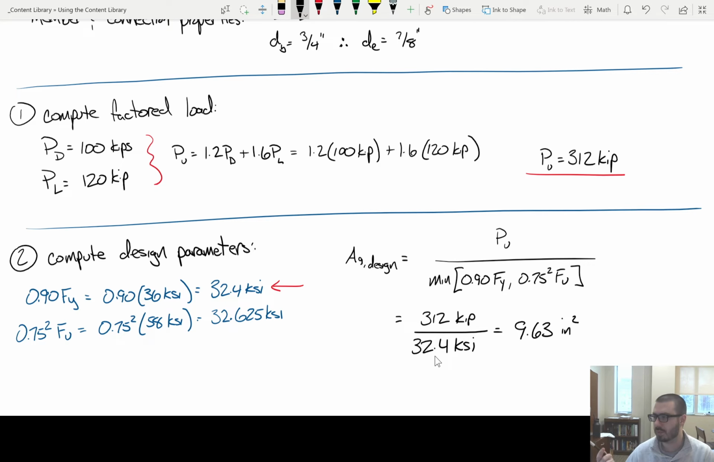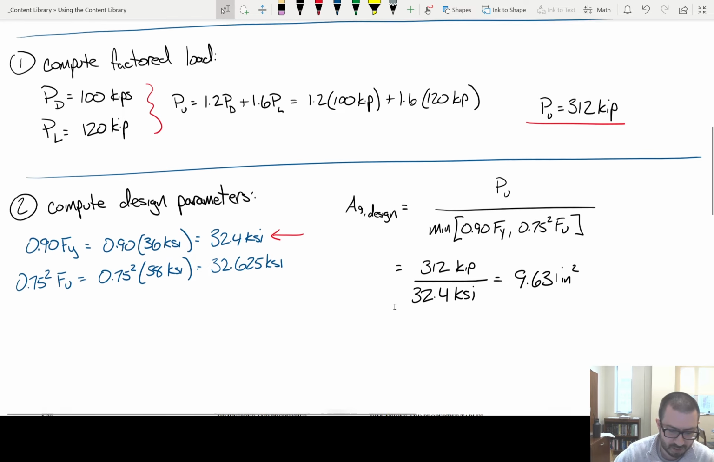One thing worth mentioning is that I have the minimum of 0.9 FY or 0.75 squared FU, and the minimum was 0.9 FY. That might make you think, does gross section yielding govern? Well, the best answer is probably, but we're not sure, because the only way to be sure is if we actually pick a member and then assess it. Remember, there's a lot of assumptions built into this, so we have to assess the member at the end of the day. That's why step 4 is so important.